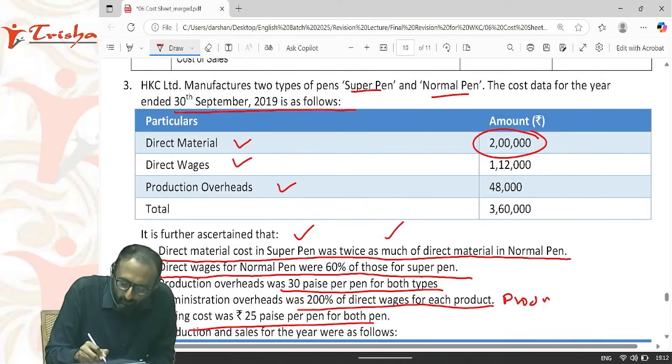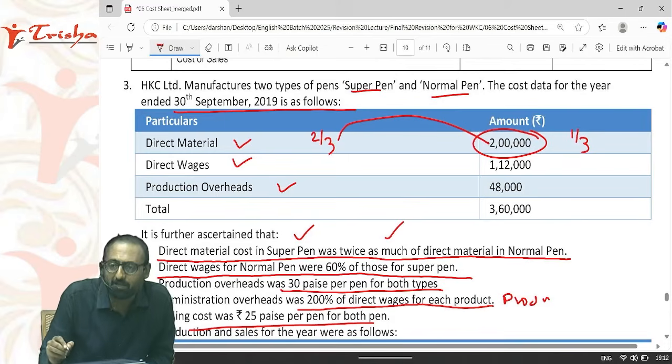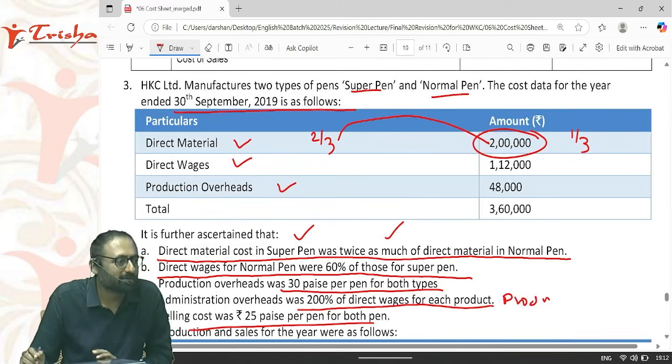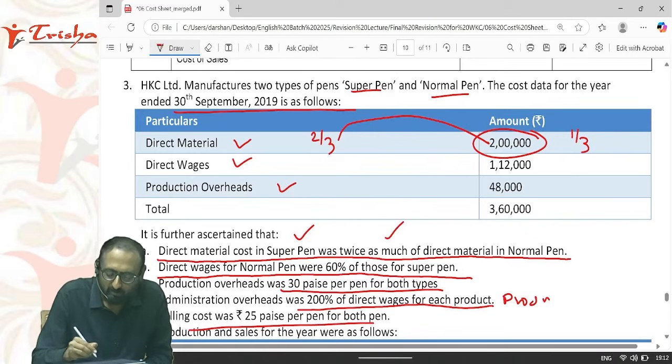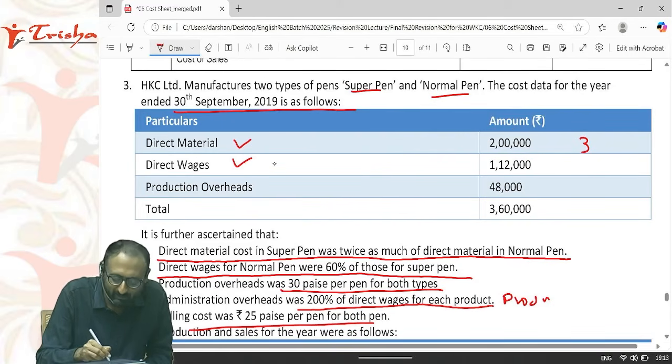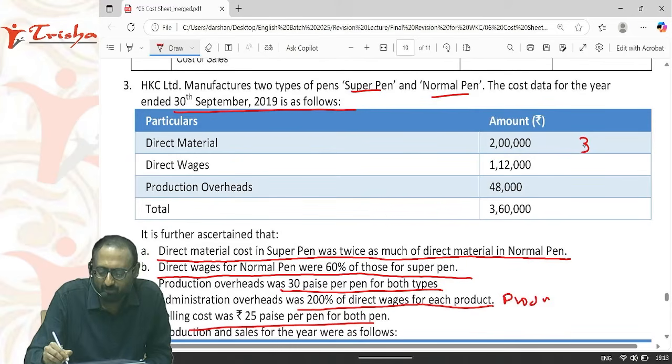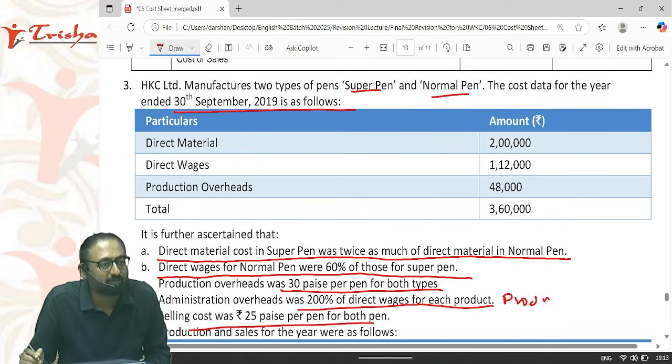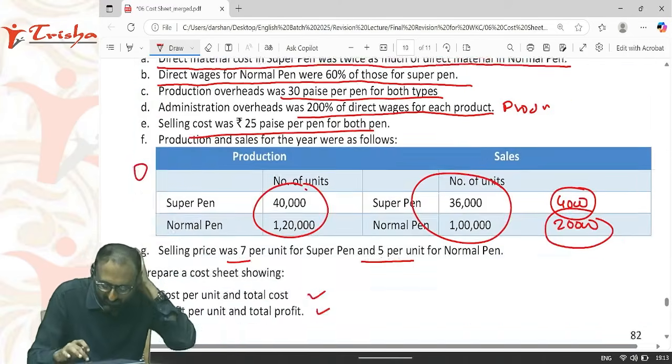Sir, you are applying 2/3 multiplied by 2 lakhs and 1/3 multiplied by 1 lakh. Answer is absolutely wrong. Direct 0 marks. Why? Whether the production quantity of super pen and normal pen is the same, or different? Different.